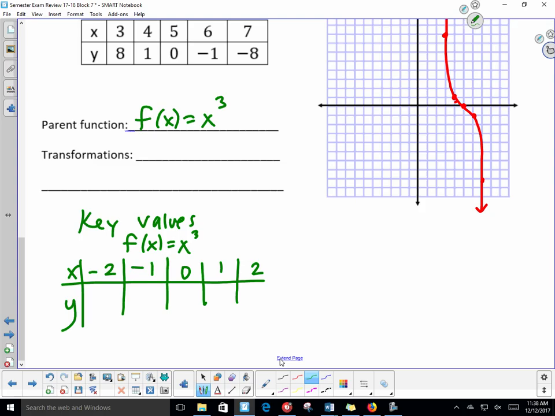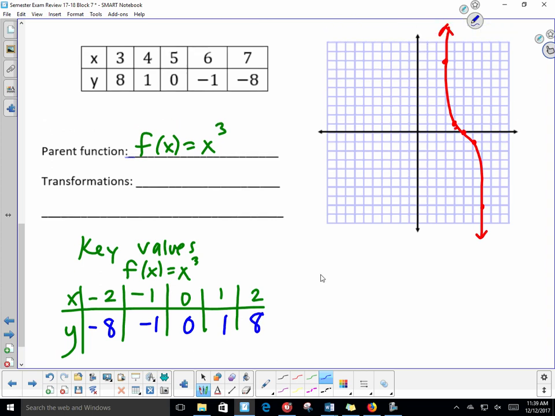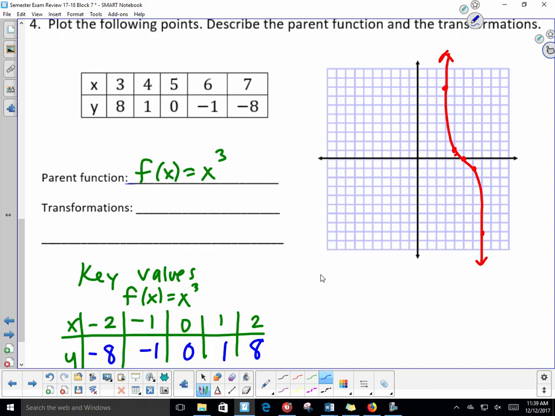So negative 2 to the third, anybody, what's that going to be? Almost. Negative 8. What about negative 1 to the third? Negative 1. 0 to the third. 0. 1 to the third. 1. And 2 to the third. 8. Let's go ahead and plot that original one, the parent function, so we can see what has happened.